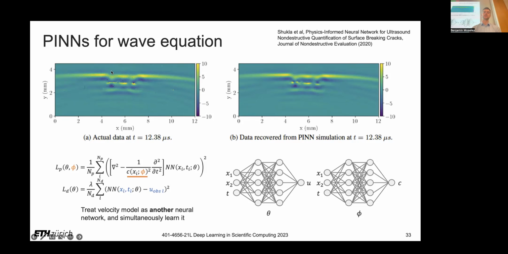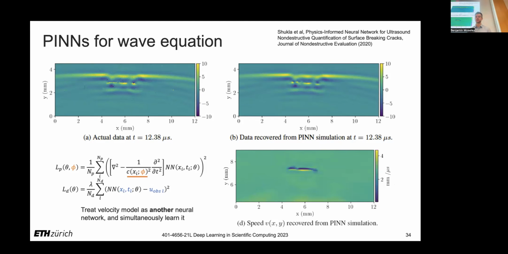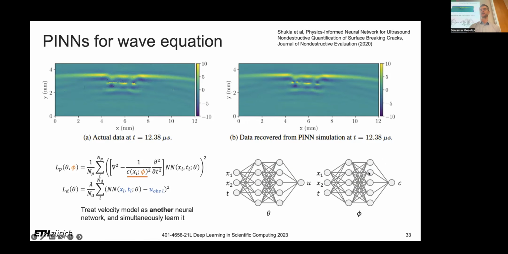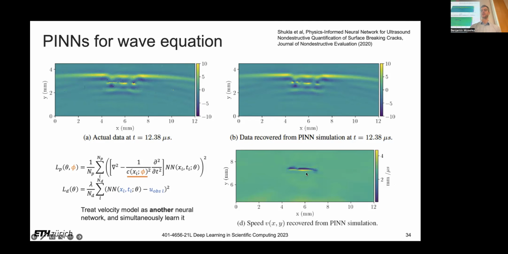And then we just chuck in our observational data. You can see these are real measurements of the wave field, so they're like speckly measurements. We're just going to add that into our data loss, and then we'll train it just as we would train any other neural network. And yeah, this is the result that this paper got. What they're doing is they're querying this learned velocity network to see how the velocity varies across the plate, and you can see that the PINN learns to invert for this crack, and it shows up as a perturbation in the velocity.